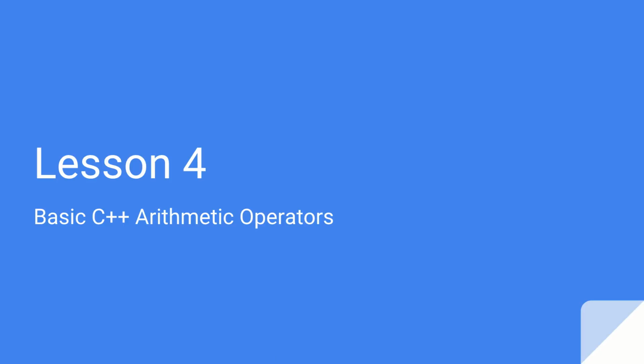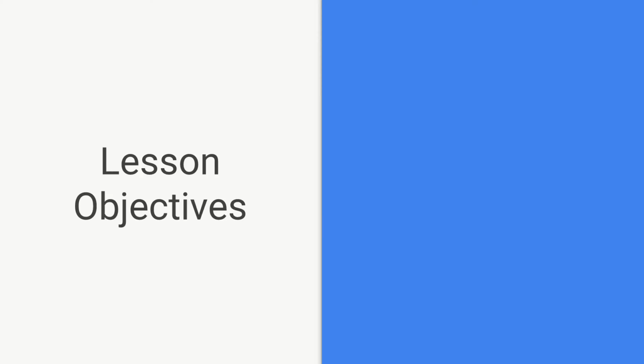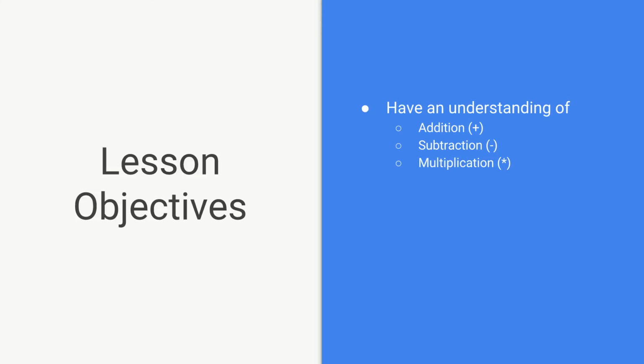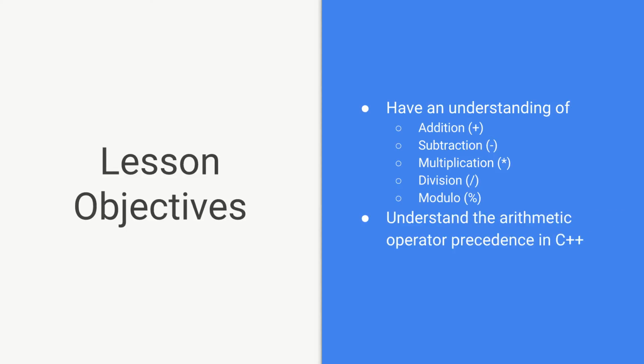Hi guys, in this video lesson I want to go through the basic arithmetic operators available to us in C++ so that we can start doing our own basic numeric calculations. By the end of this lesson you should have an understanding of the addition operator, subtraction operator, multiplication operator and the division operator, as well as maybe a bit more unfamiliar one, the modulo operator. And then we'll also go over the arithmetic operator precedence in C++.